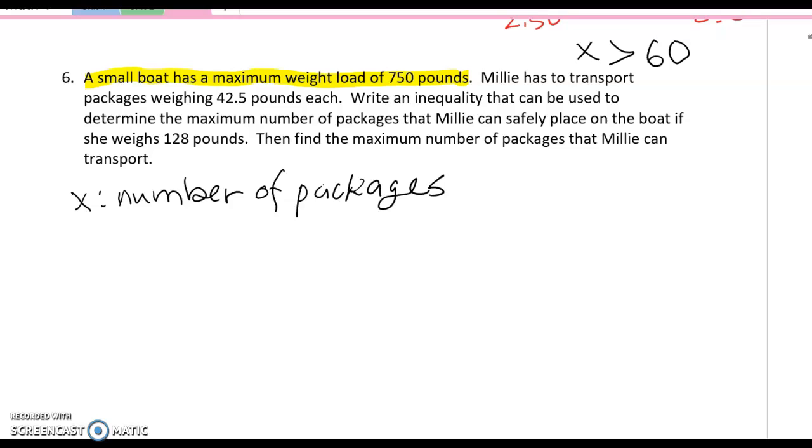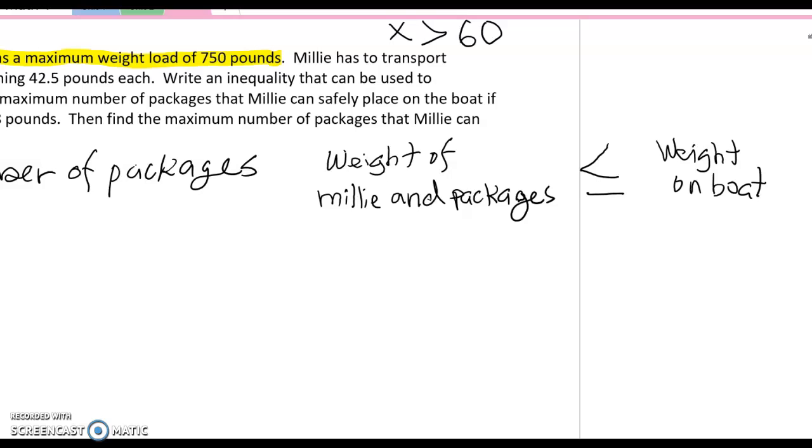Okay, so again, we're going to be comparing that to what Millie has in terms of her packages and what she's carrying. So here we're comparing the weight of Millie and the packages versus the weight that's allowed on the boat. Because there's a maximum weight load, we need the weight for Millie and the packages to be less than or equal to the weight that's allowed on the boat. Right? We can't be overweight or that boat is going to sink.